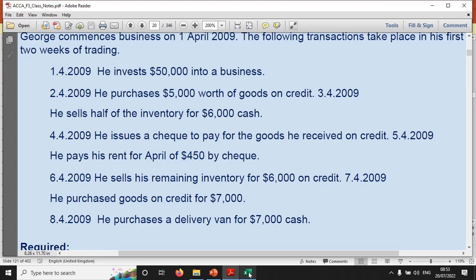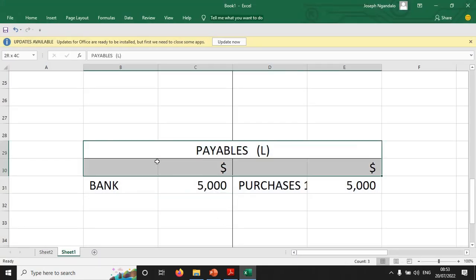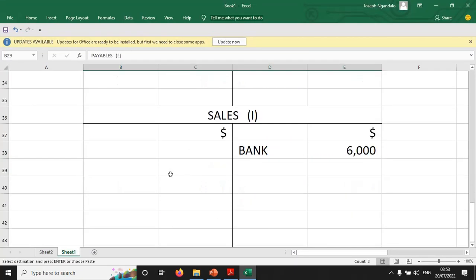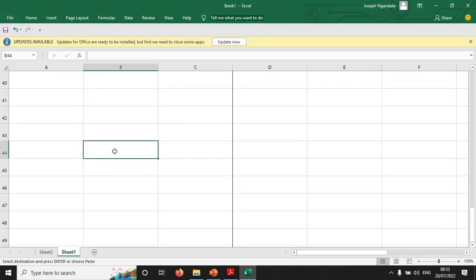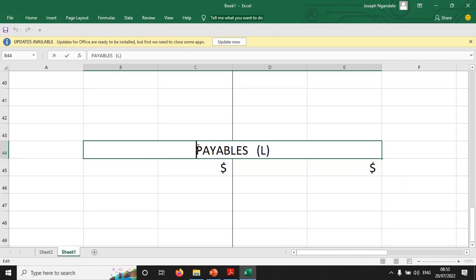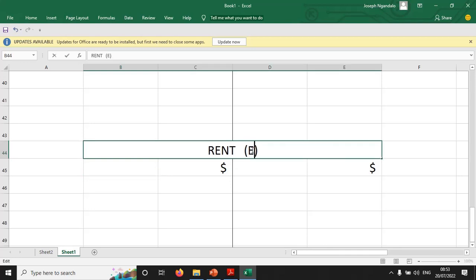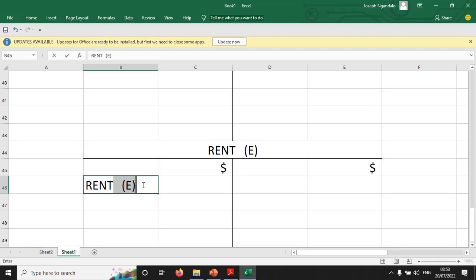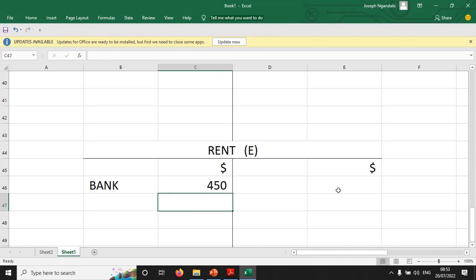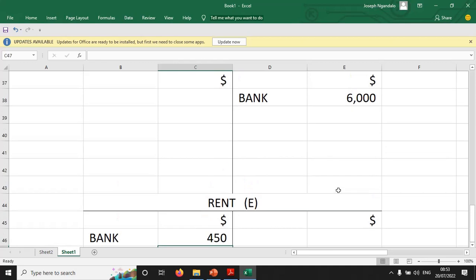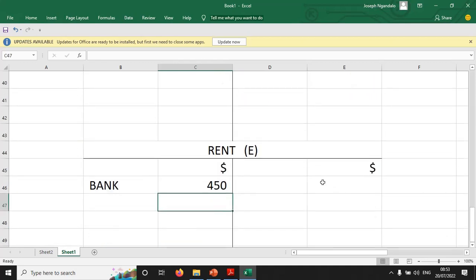Next, he pays his rent. How much? $450 by check, right? We have to open a new account known as what? Rent account. Rent is an expense, right? Do you agree? So we debit, right? Expenses, we do what? We debit. I'm supposed to say bank here now. I think they've made our lives easier by stating bank, right? 450. So your expenses are increasing.